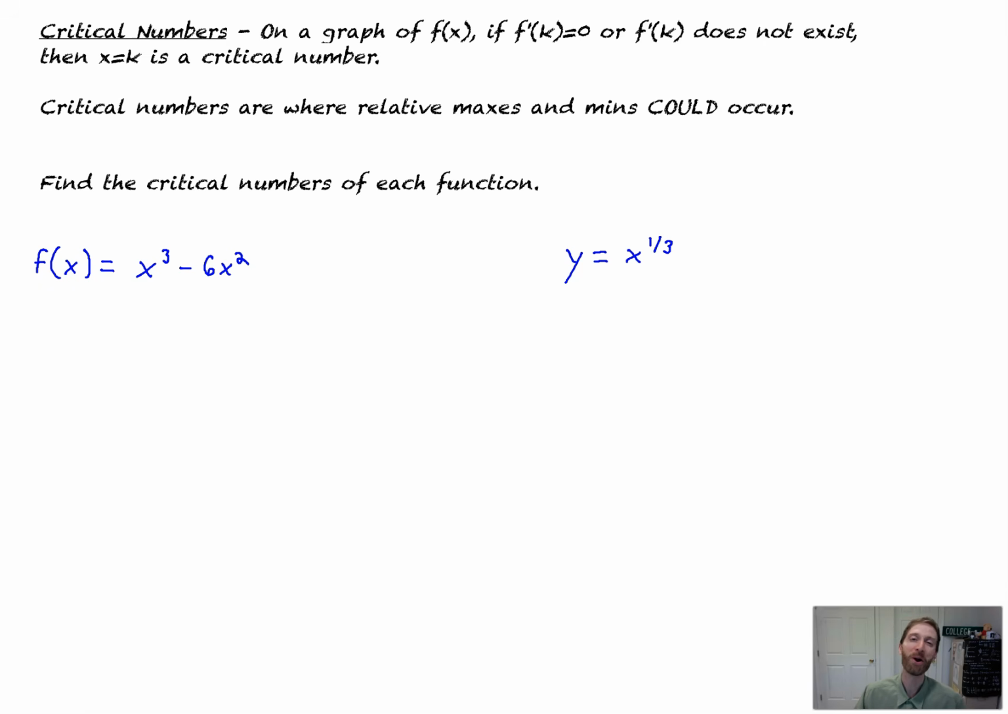Oh man, I am so psyched for this video. We're talking about how to find critical numbers, what they are, how to find them algebraically. Let's do this. So critical numbers, a little formal definition here.